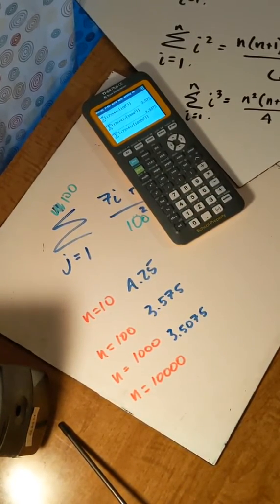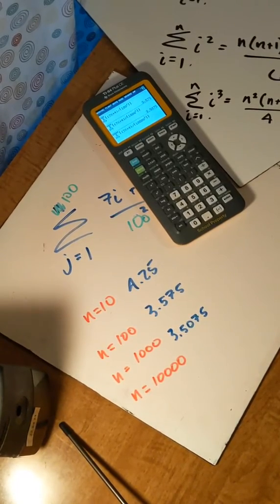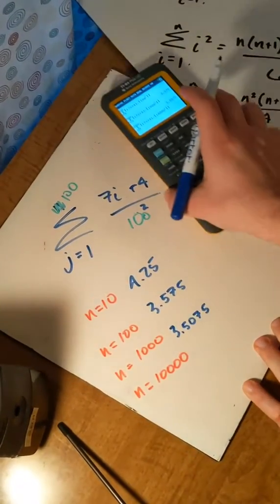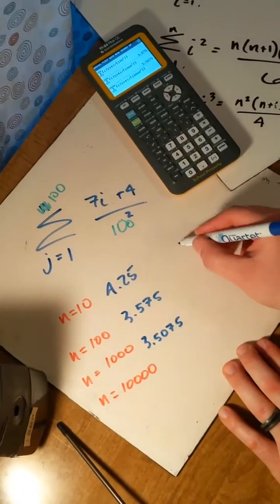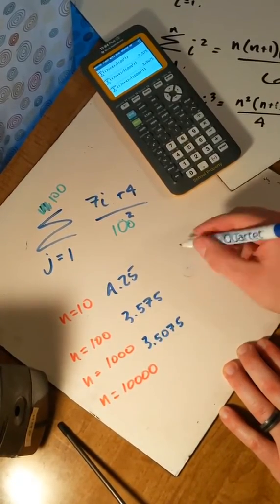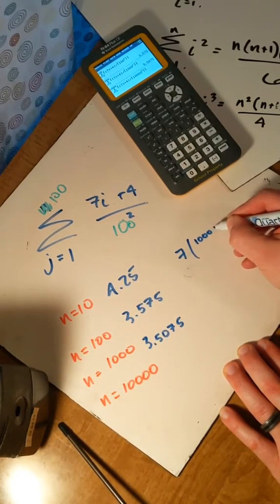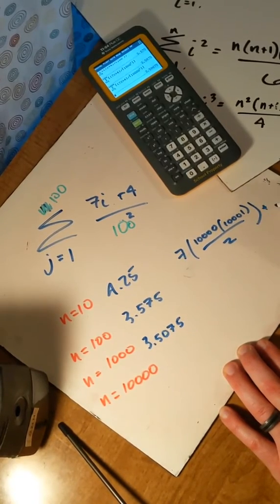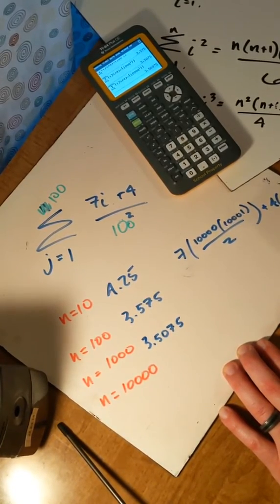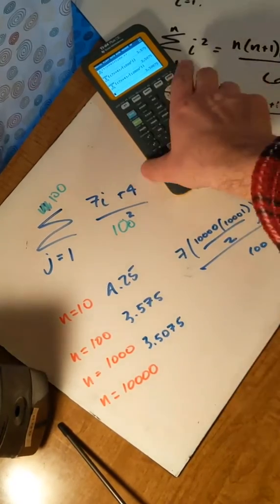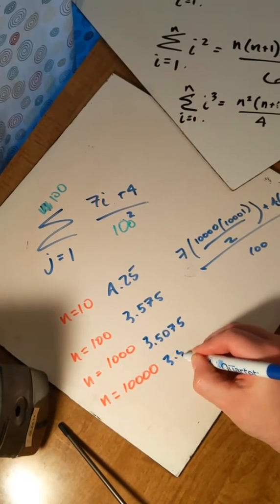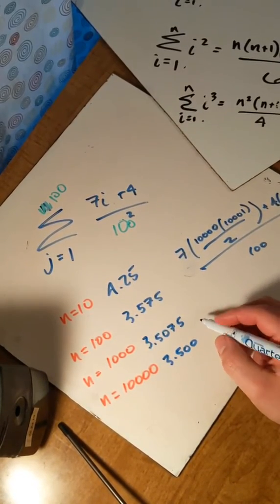Oh, I need another calculator. Let's see, if we were going to do this by hand, I'd have to change this 7 times 10,000 times 10,001 over 2, plus 4 times 10,000, over 10,000 squared. Oh, there it goes. Finally popped in. 3.50075. So 3.5008 if we were going to round.